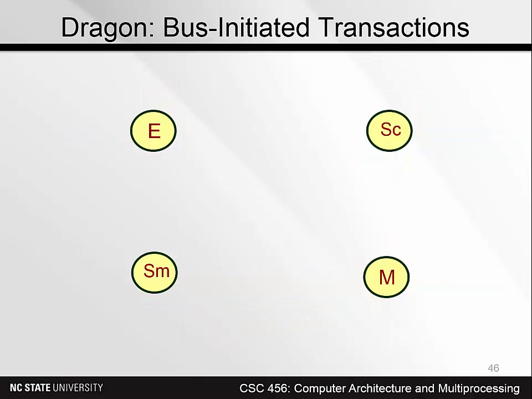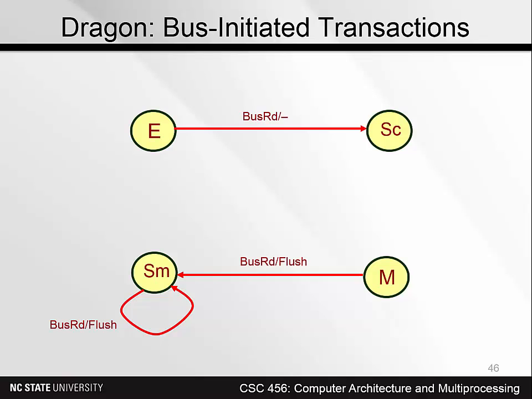Now let's look at the bus-initiated transitions. If a line is in state E and another processor reads it, it moves to state SC. If a line is in state M when another processor reads it, it flushes its data to memory and transitions to state SM. If it's in state SM when a bus read occurs, the same thing happens, it flushes its data to memory. If it's in SM and a bus update occurs, it transitions to SC because it's no longer the last processor to have written the line.